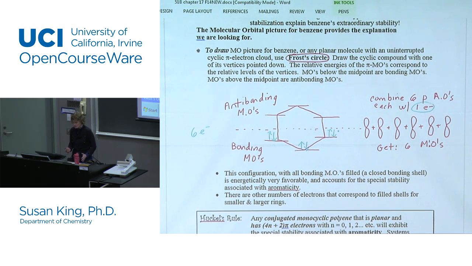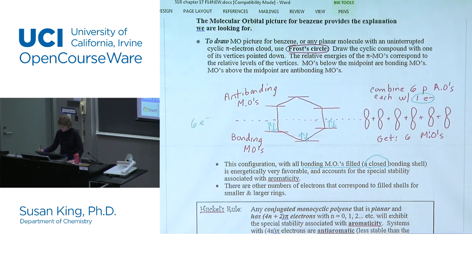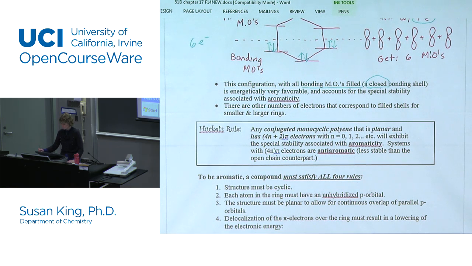It turns out that this configuration, with all bonding molecular orbitals filled, which we call a closed bonding shell, is energetically very favorable and accounts for the special stability associated with aromaticity. There are other numbers of electrons that correspond to filled shells for smaller and larger rings, and that leads us to Huckel's rule. And we're out of time, so we'll save Huckel's rule till Friday.